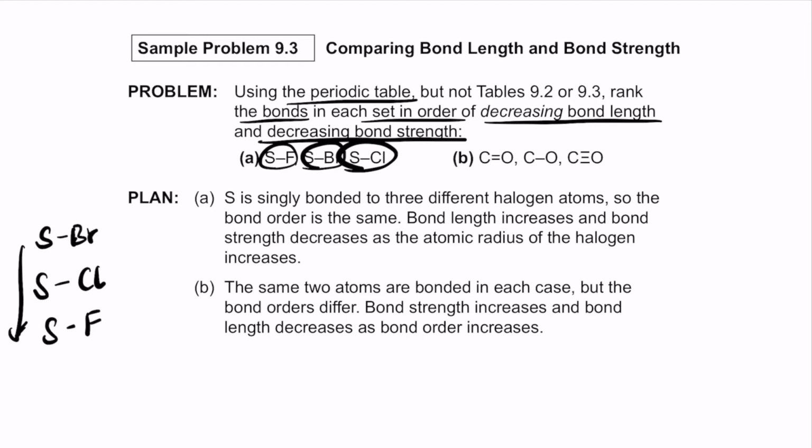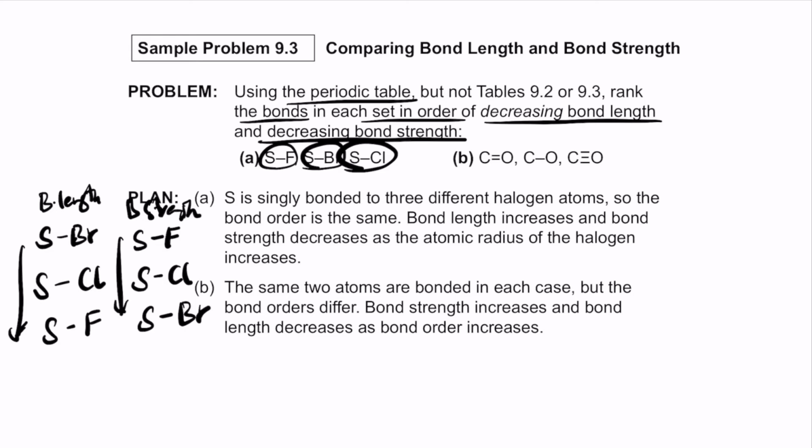Now for decreasing bond strength, the shorter the bond, the larger the energy. So this is bond length. In terms of bond strength, SF has the highest, next SCl, next SBr. This is the order in terms of decreasing bond energy.